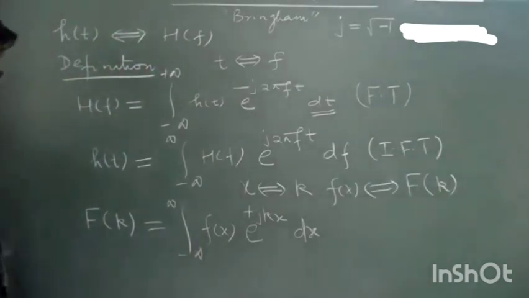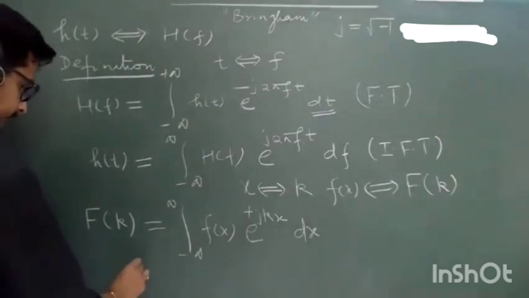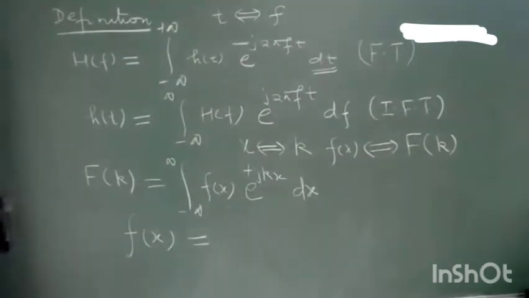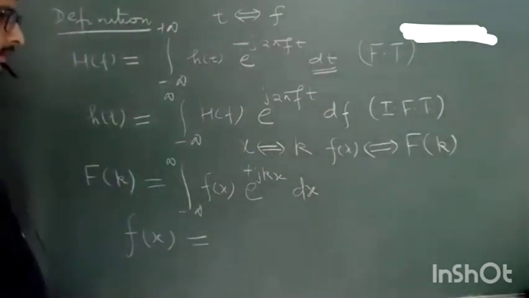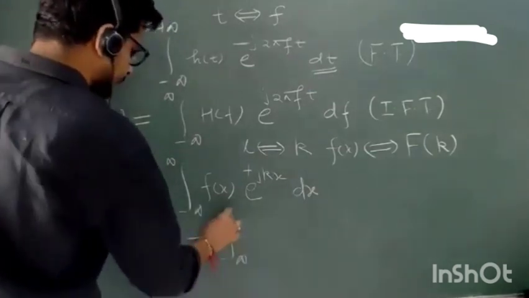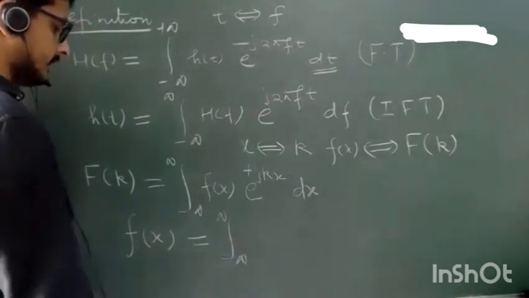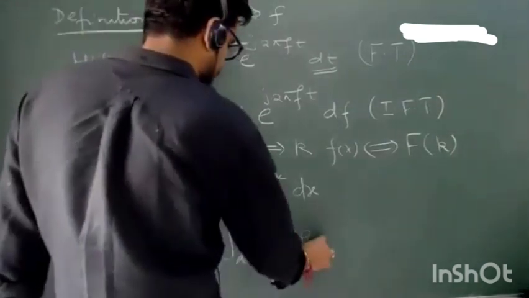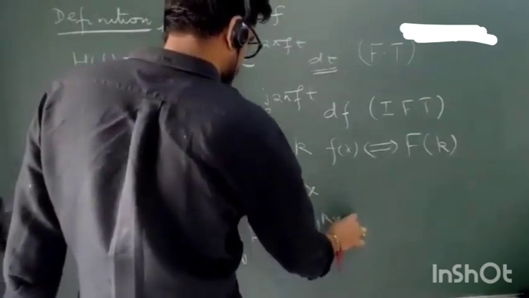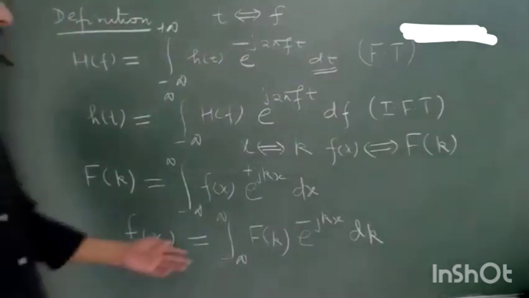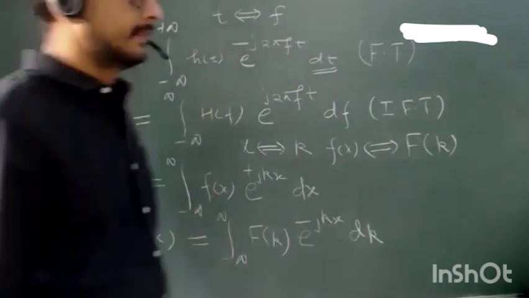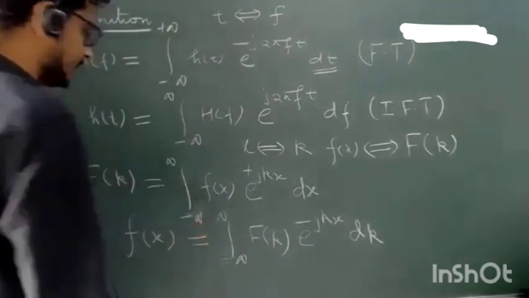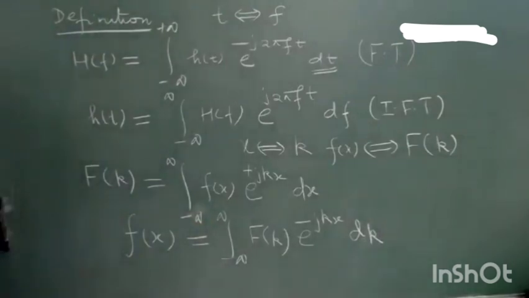And if I take the inverse Fourier, then what will happen? f(x) is equal to, now you can tell, the integral from minus infinity to plus infinity of F(k) e to the power minus j k x dk. Please see this. The questions asked in this chapter are not very difficult. We can manage. Just learn the formula and a few applications, and you will be able to do it. So this is the complete definition.